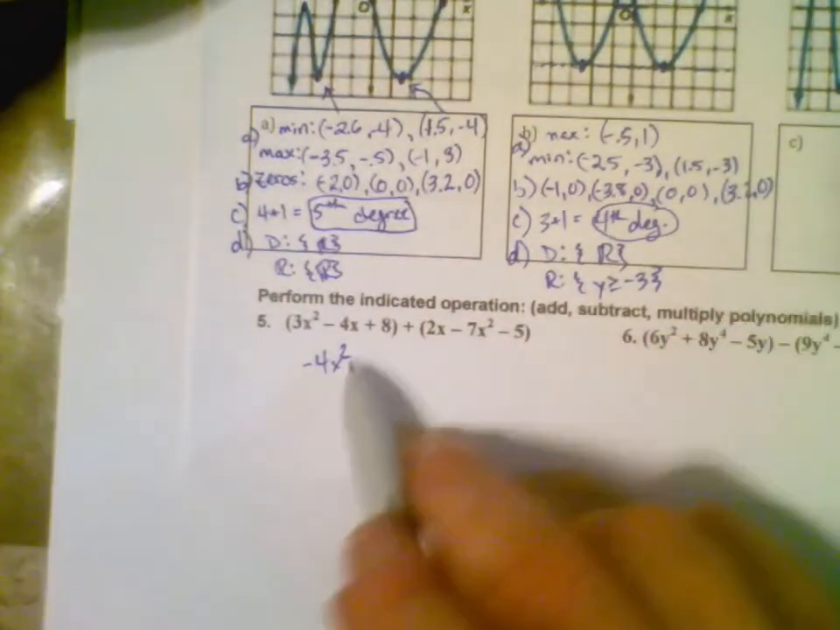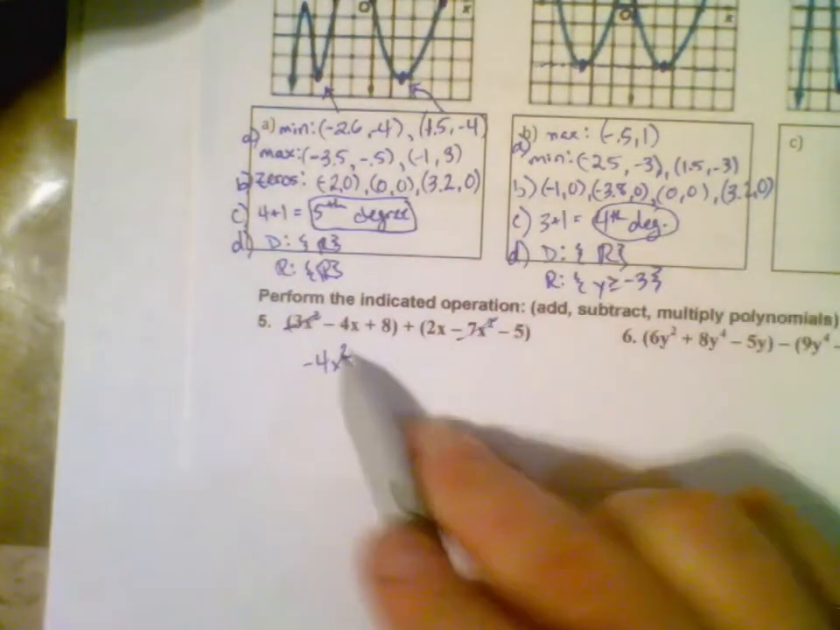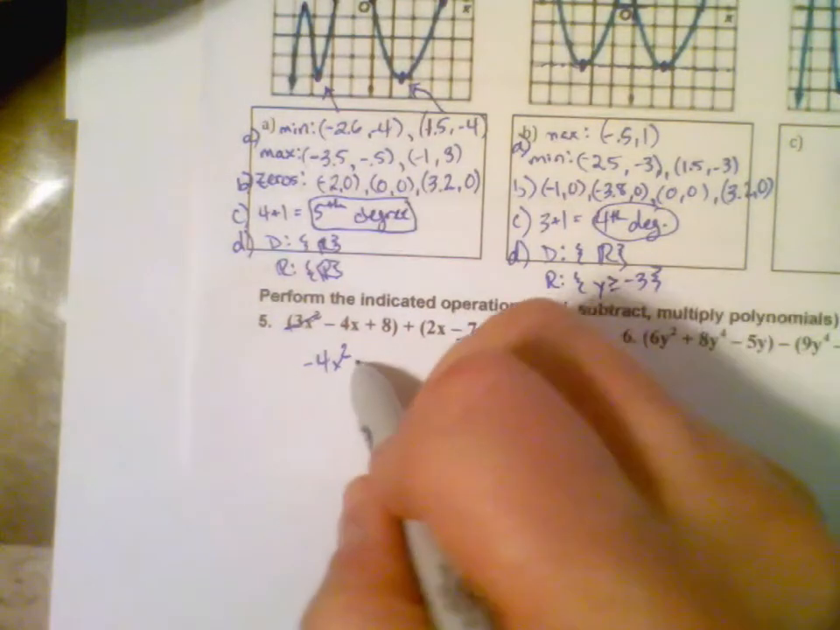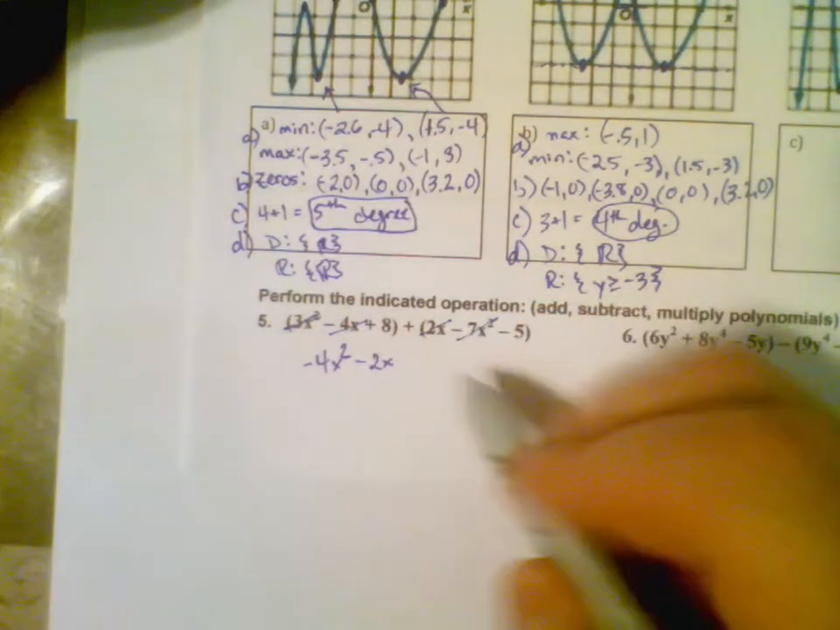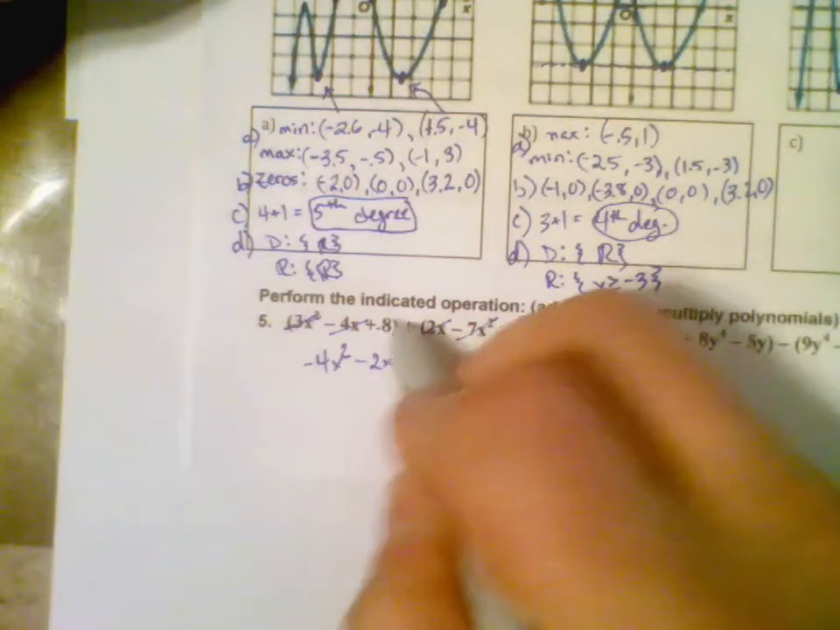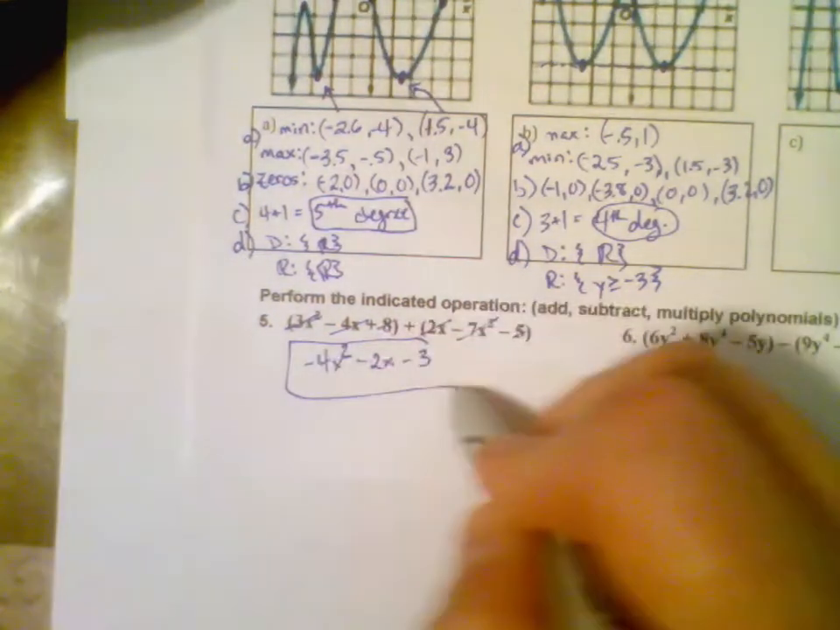Okay, and then, so that takes care of that, and that. Then we have a negative 4x plus 2x, so that's minus 2x. So that takes care of that, and that. And then 8 minus 5, negative 3, takes care of that.